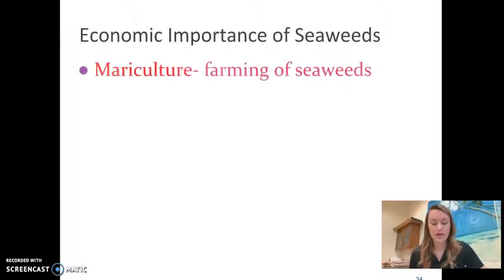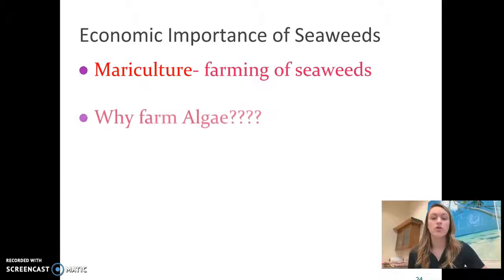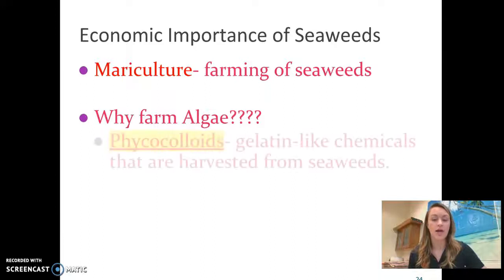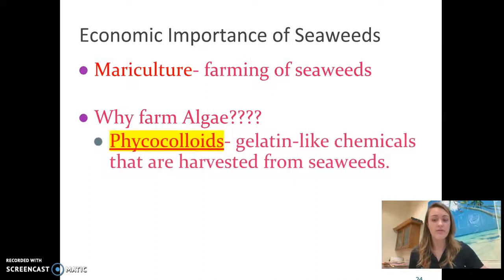All right, so a little bit about the economic importance of seaweeds, and this is getting onto the backside. So mariculture is a term that you do need to know. It will show up on your test, it will show up on your midterm and on your final, but mariculture is basically just the farming of seaweeds. So why exactly do we farm algae? Well, they have phycocolloids in them, which are actually gelatin-like chemicals that are harvested from the seaweeds. And there are a few different types of that, so I'll let you copy that super long word down.